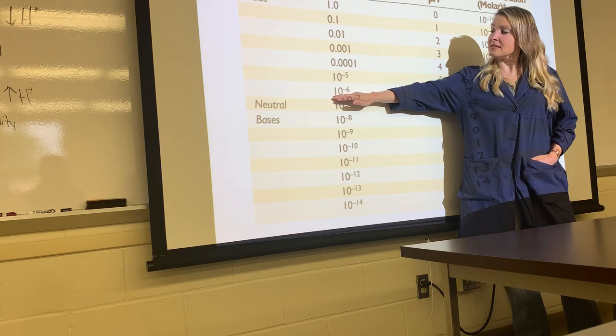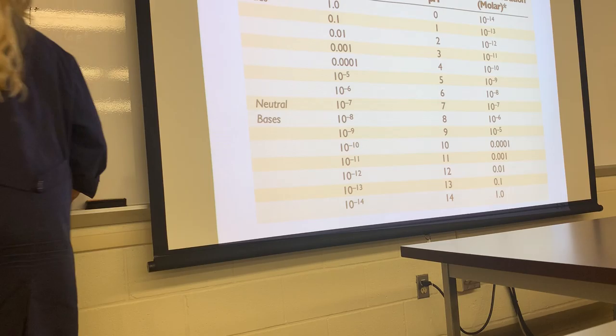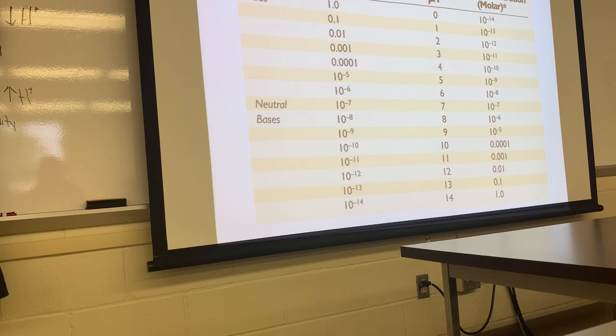Acidic, right, it's still acidic. So if we take a look, we have a 10 to the minus 6 molar concentration of hydrogen, but we have a 10 to the minus 8 molar concentration of hydroxide. So which one is greater, 10 to the minus 6 or 10 to the minus 8? 10 to the minus 6, right?